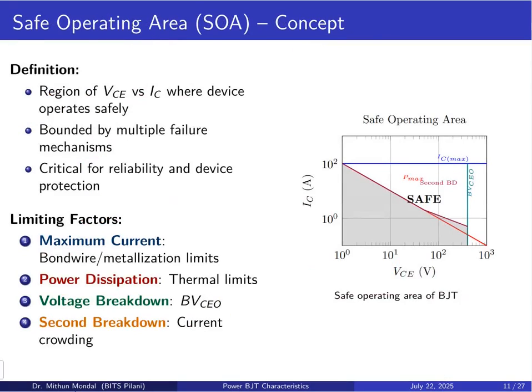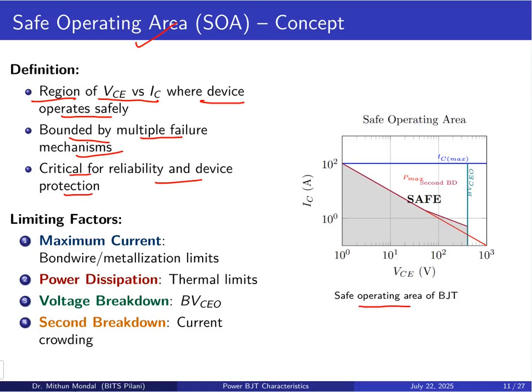The safe operating area is basically that region of the characteristic between VCE, the collector to emitter voltage, versus the collector current, where the device will operate safely. This is generally bounded by multiple failure mechanisms, so it is critical for reliability and device protection.